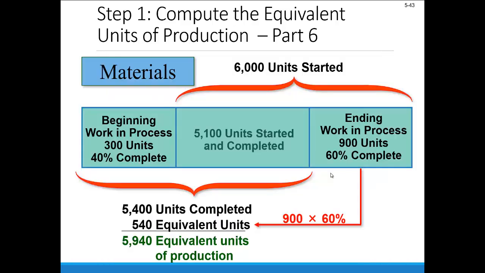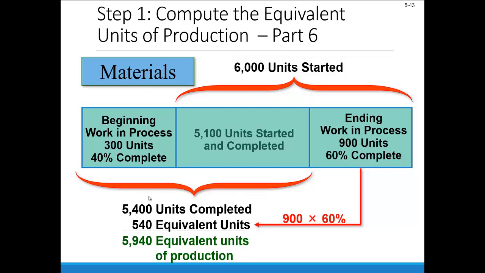Now remember, the weighted average method we're using does not differentiate between things that were in beginning work in process and things that were started this period. But if it's helpful, we can think about the physical flow here. In this department, we had 300 units in beginning work in process. They were 40% complete with respect to materials. That doesn't really matter for us since we're going to blend them all together. But we started 6,000 into production. So we had a total of 6,300 being worked on at some point, right? 300 plus 6,000. 900 were left in ending work in process at the end of the period. So that means 6,300 minus 900, we must have finished 5,400.